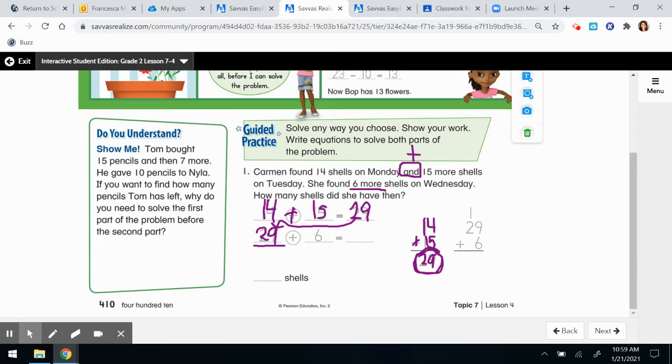Then she found 6 more shells. So we need to add 6. 29 plus 6. Well, let's regroup. 9 plus 6 is 15. And 1 plus 2 is 3. So 29 plus 6 equals 35. So at the end of those 3 days, she had 35 shells.